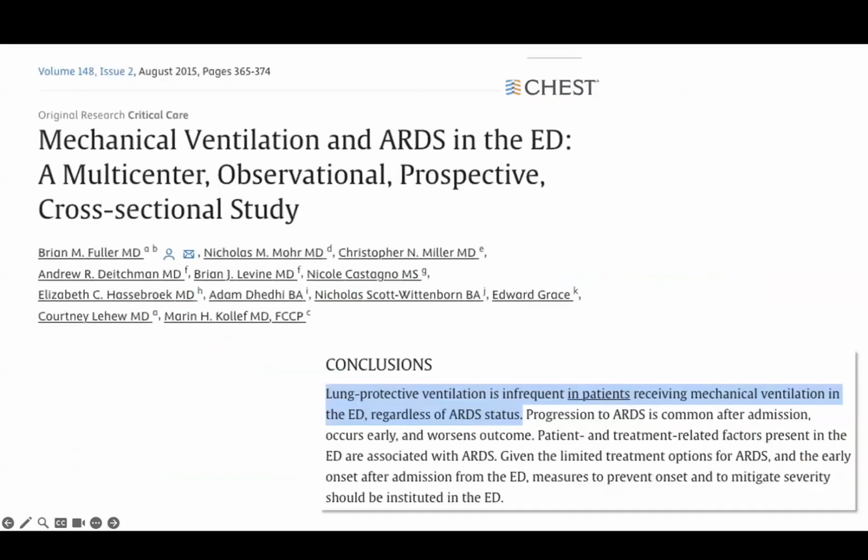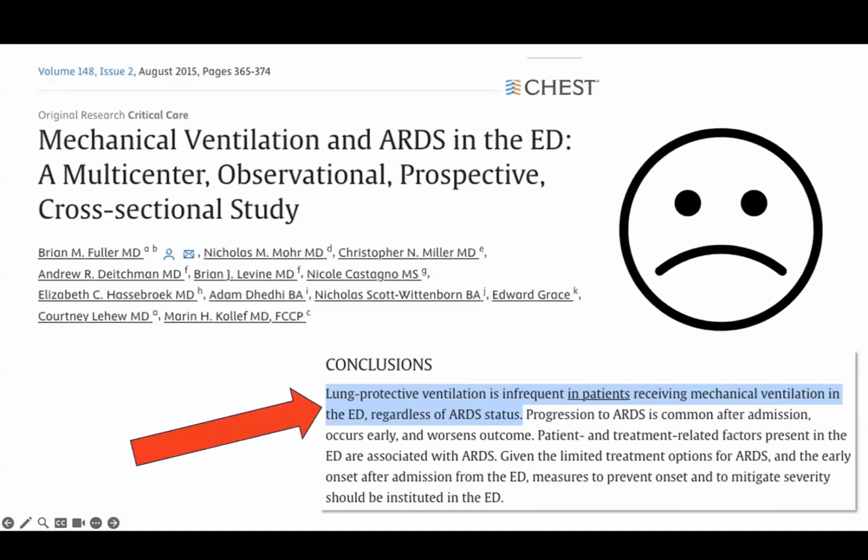Before we swing into more recommendations, this multi-center clinical trial was conducted in collaboration among 4 different academic medical centers, specifically their emergency departments. Realizing institution-specific influence and other potentially unaccounted for confounding variables are always at play, this group's conclusions may unfortunately align with what we all see in our emergency departments. Unfortunately, lung protective ventilation is infrequent in patients receiving mechanical ventilation in the ED, regardless of ARDS status.